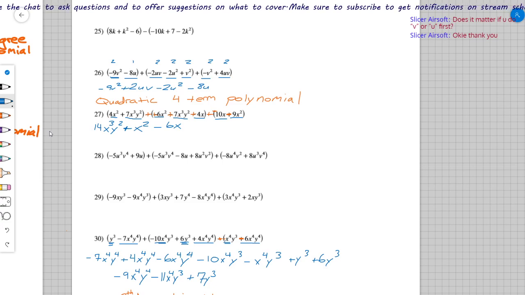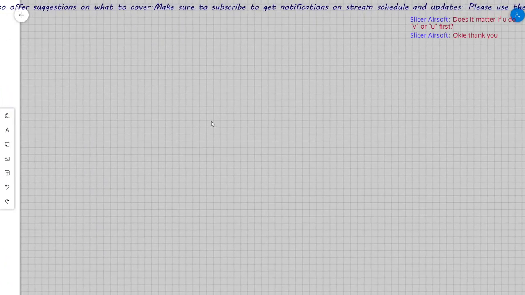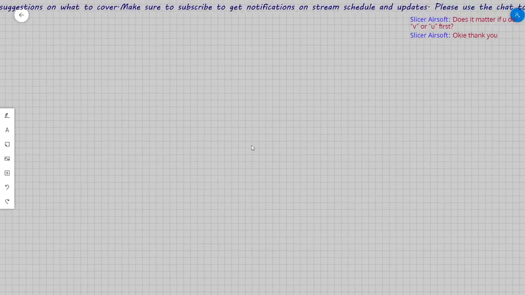All right, so I'm going to move this over, so we're going to get some clear space. I guess we're going to go this way. Space this way.